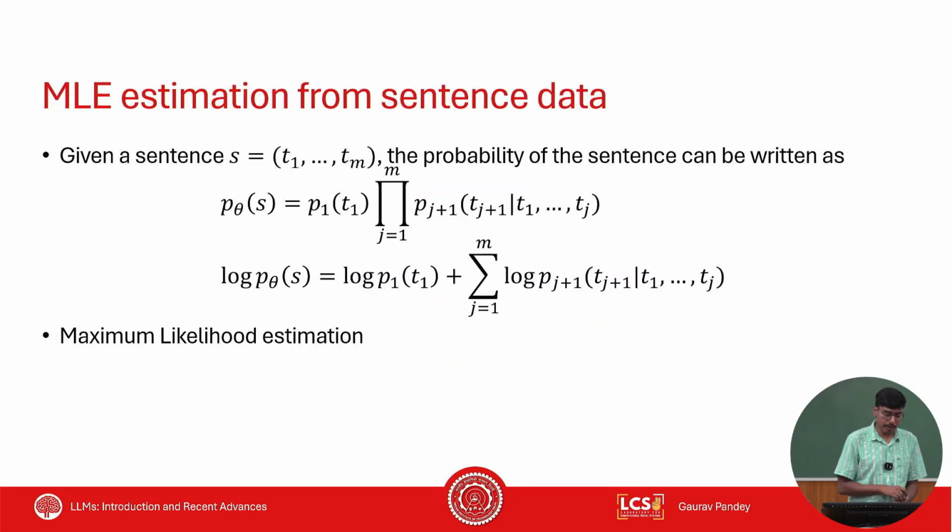So in our case, the observations are sentences. So the probability of a sentence can be decomposed into the probability over the tokens. This is the probability of the first token, and this is the probability of each subsequent token. And each of these is parameterized by theta.